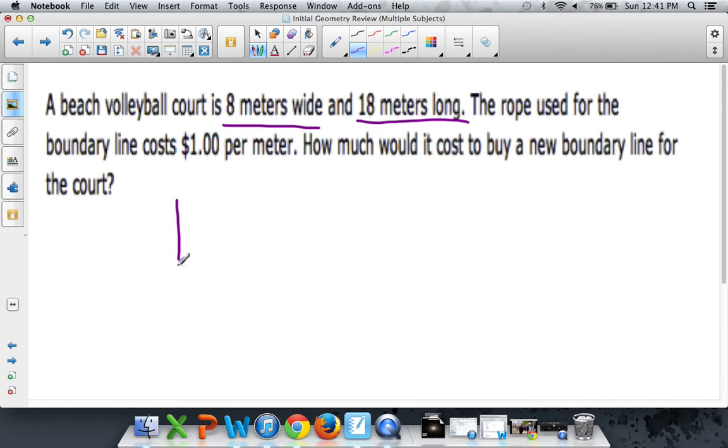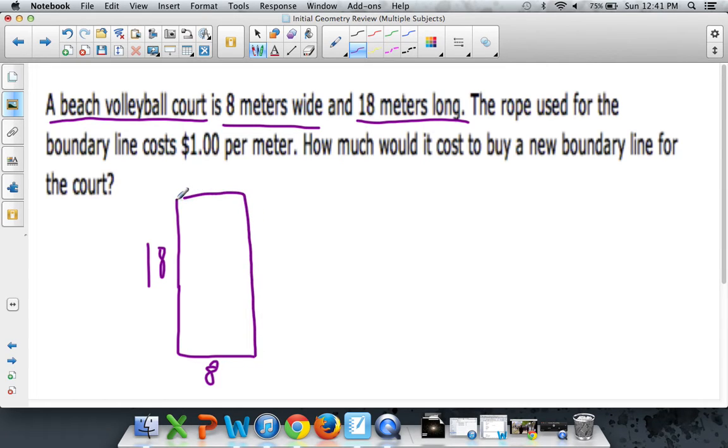8 meters wide and 18 meters long. Long is like the up and down, so it's 18 meters long, and wide is the left and right of a rectangle, 8 meters wide. They're talking about a beach volleyball court, so think about what volleyball courts look like, and that will kind of make sense to you. A volleyball court's like a big rectangle. It's 18 long and 8 wide.